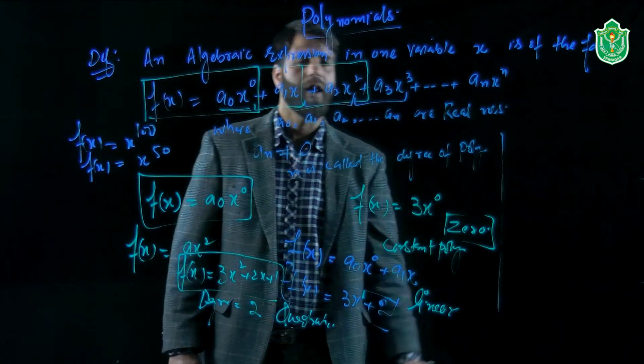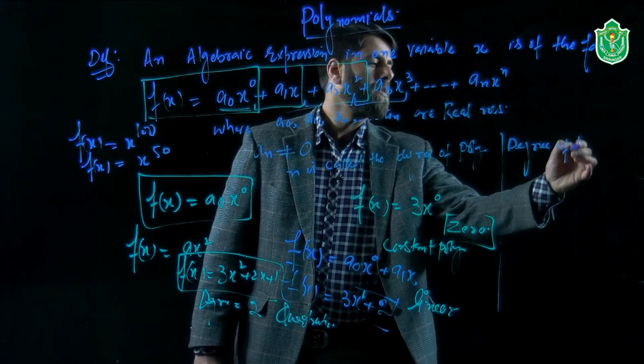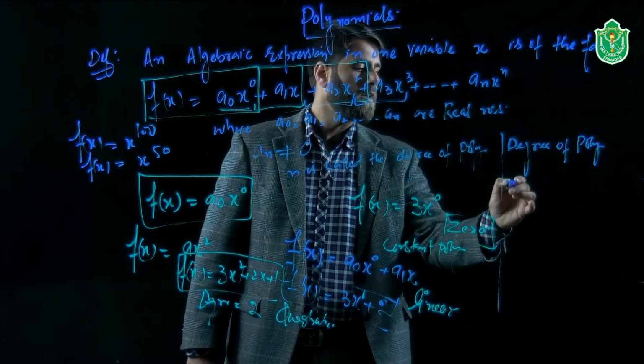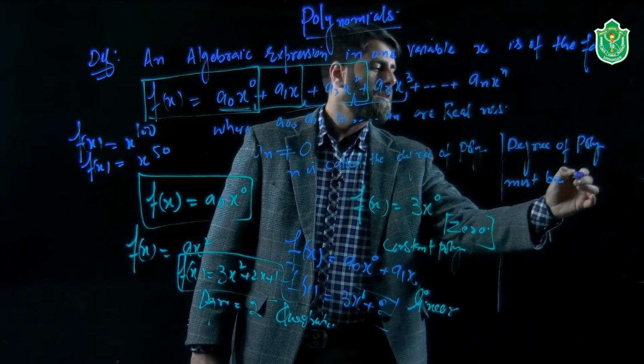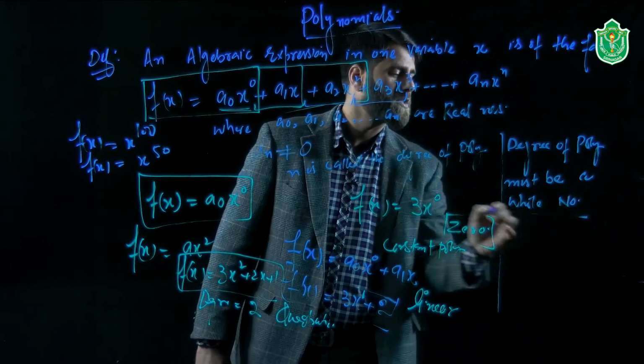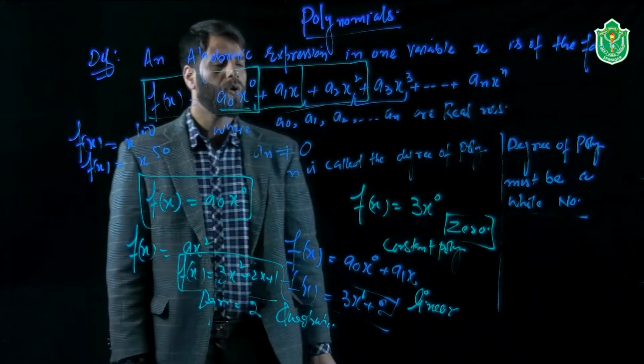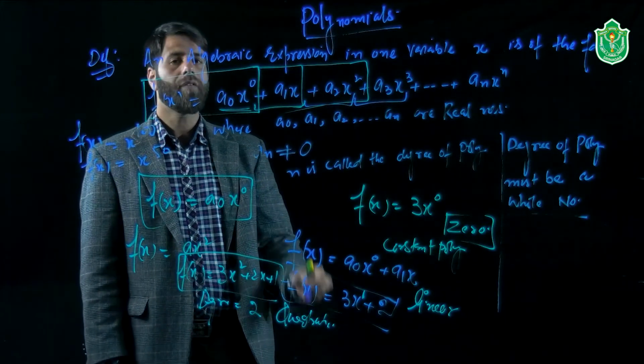One most important point is that the degree of the polynomial must be a whole number. This is the most important point of this definition of the polynomial. The degree of the polynomial must be a whole number. So it will never be a fraction.